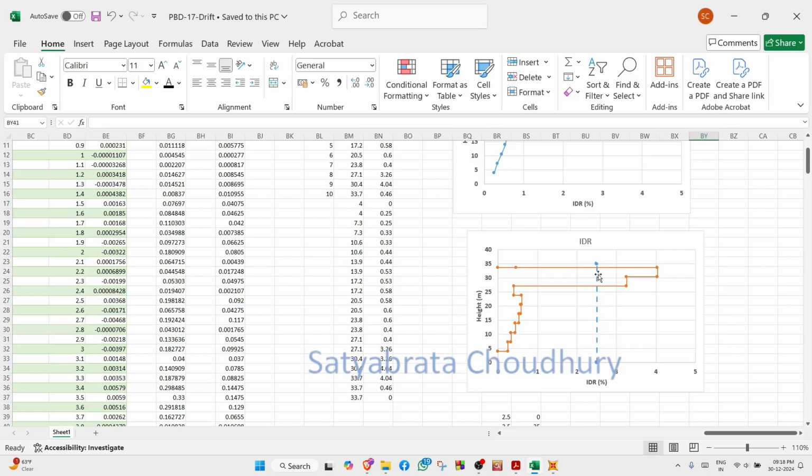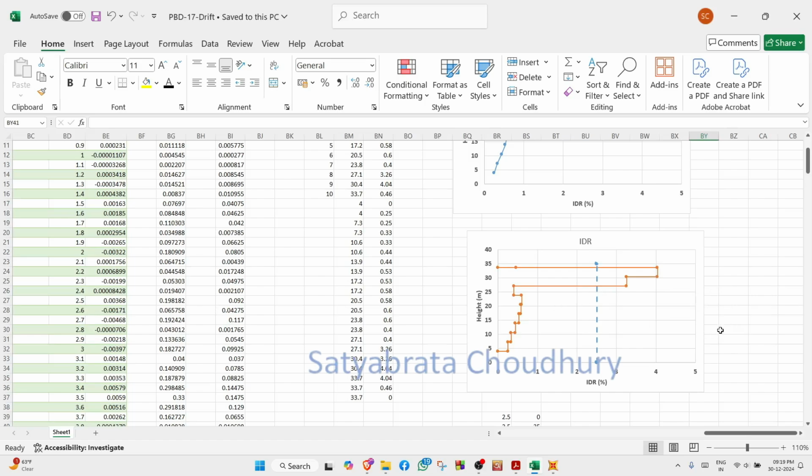Here we have drawn the line for design drift. Our design drift was 2.5%, which is shown by the dotted line here. And we see that our achieved drift has overshot the 2.5%. It is much higher, slightly more than 4%. So our design is not very perfect.